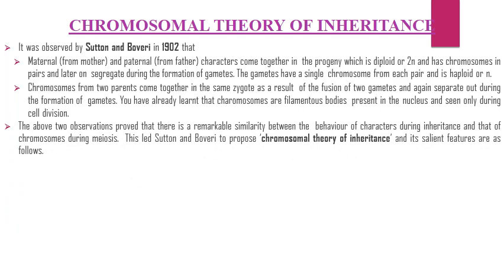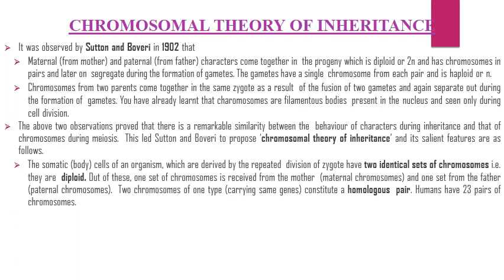The above two observations proved that there is a remarkable similarity between the behavior of characters during inheritance and that of chromosomes during meiosis. This led Sutton and Boveri to propose the chromosomal theory of inheritance, and its salient features are as follows. The somatic cells of an organism, which are derived by the repeated division of the zygote, have two identical sets of chromosomes. They are diploid. Out of these, one set of chromosomes is received from the mother. This is called maternal chromosome, and one set from the father. Two chromosomes of one type constitute a homologous pair.